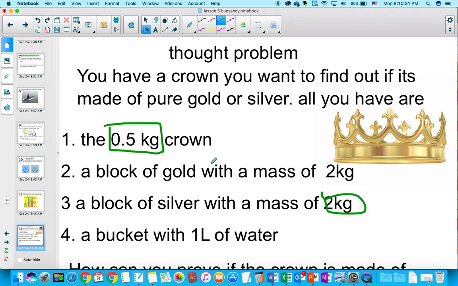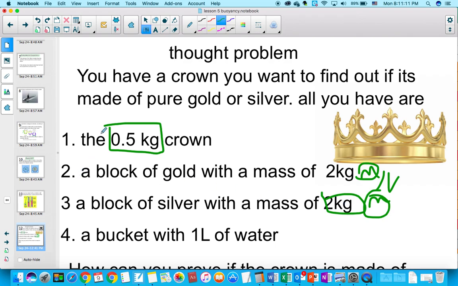Right? So this is something we'll talk about in class, and it's actually very, very doable. What you need to do is find the volume of the gold bar. You have 2 kilograms here, you have 2 kilograms here. So you have the mass of the gold bar, you have the mass of the silver bar. So then you want to find its volume, the amount of space it takes up. And using mass over volume, you will get the density of the gold bar, and you will get the density of the silver bar.